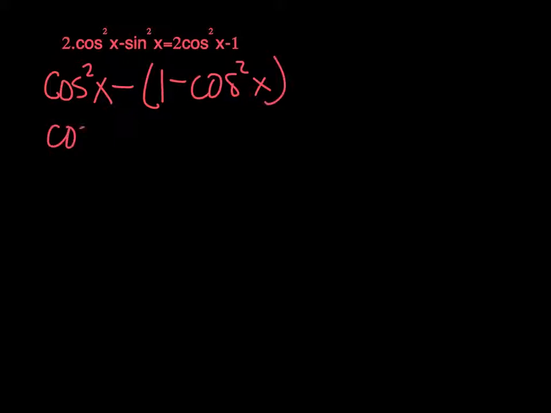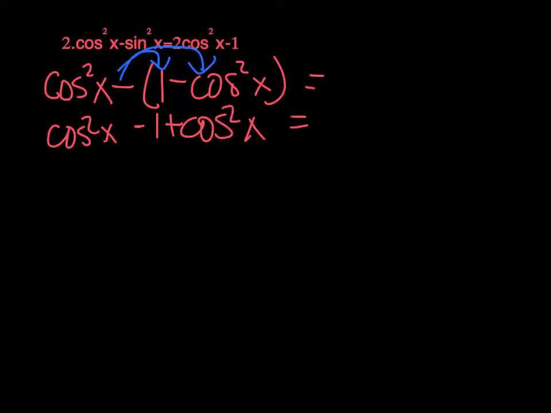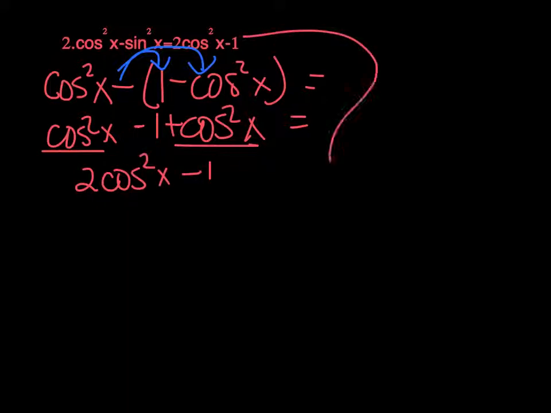That gives me cosine squared x. And remember, just like in 5.1, you need to show all of your work. That's minus 1 plus cosine squared. Cosine squared plus cosine squared is 2 cosine squared x minus 1, which is what I wanted to make it match. It equals 2 cosine squared x minus 1.